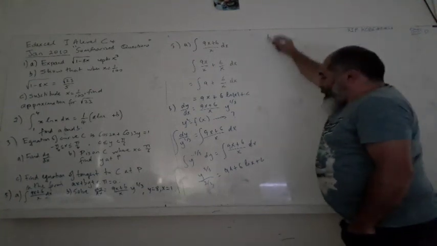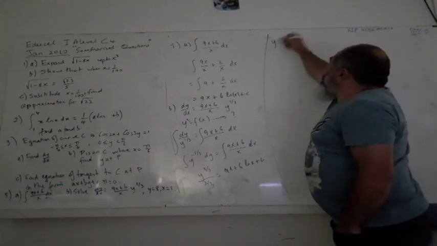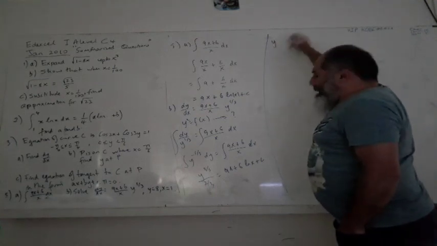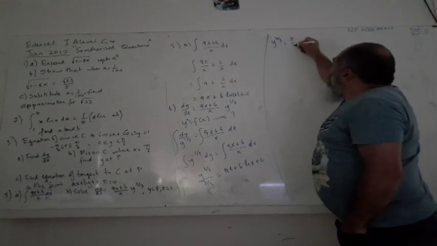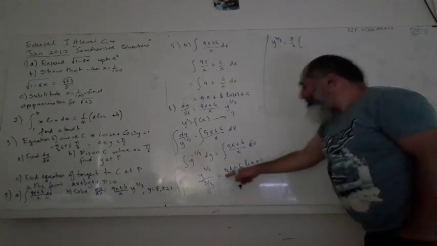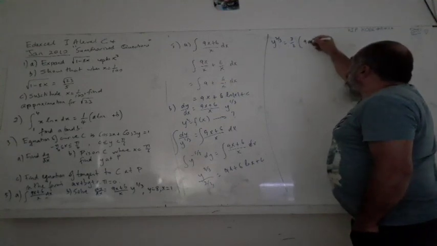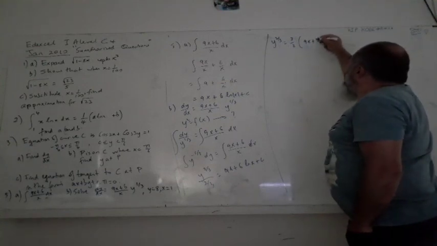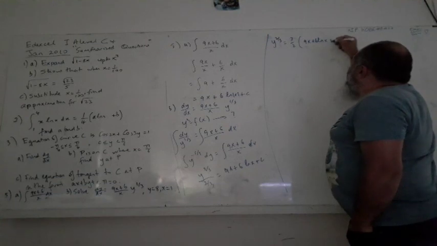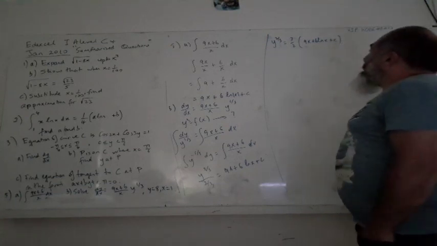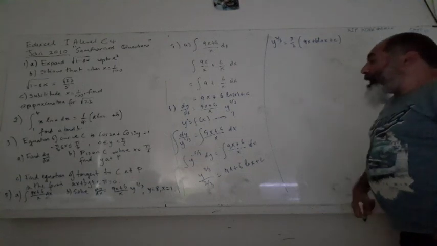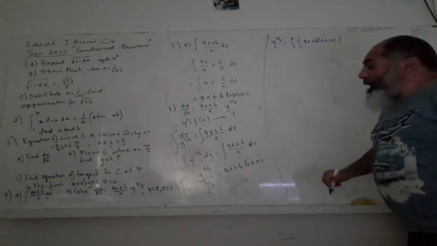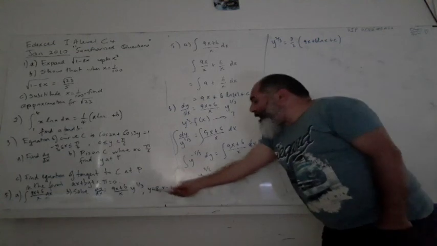So y to the power of 2 over 3 is equal to 3 over 2 times 9x plus 6 ln x plus c. And we have boundary conditions here.